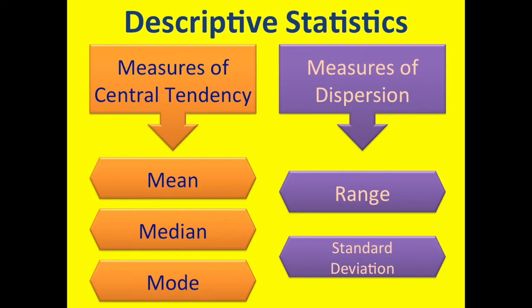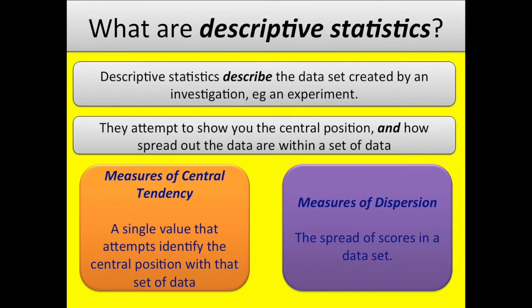This video is on descriptive statistics and it's aimed at A-level psychology students, although it's probably applicable for anyone wanting to know about measures of central tendency and measures of dispersion. So descriptive statistics are used because they describe the dataset created by an investigation. In psychology we might investigate in many ways, and one of the ways we do that is through an experiment. So we'd do our experiment and we'd end up with a set of data from doing the experiment.